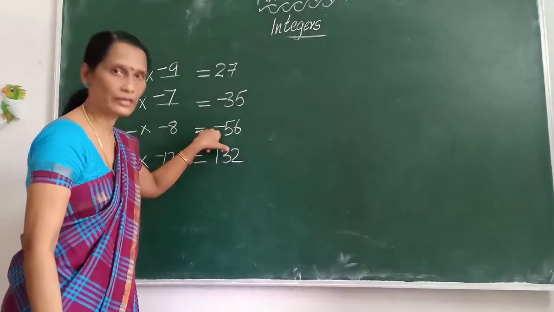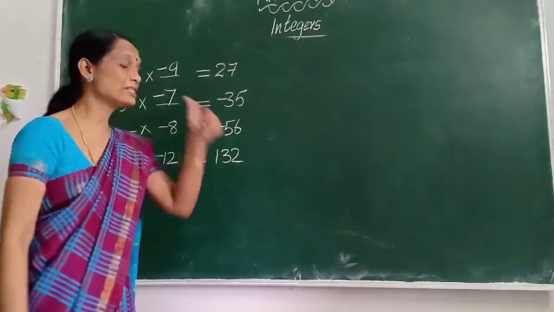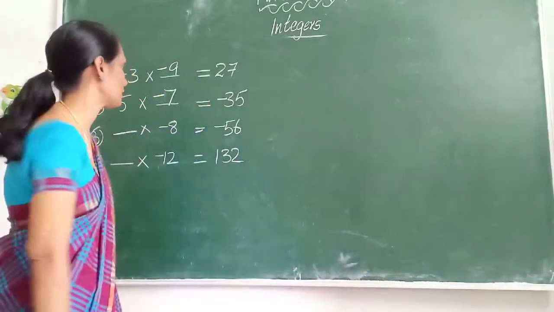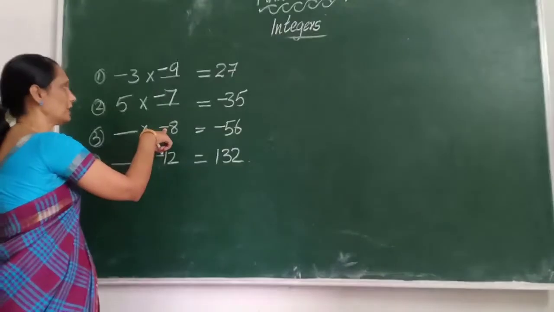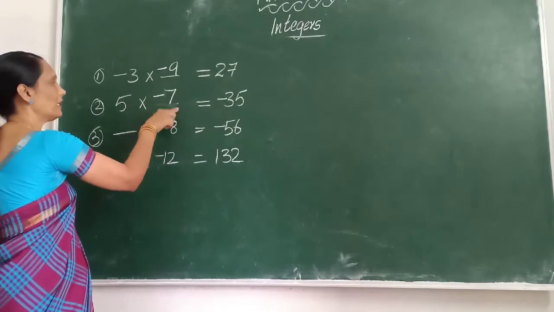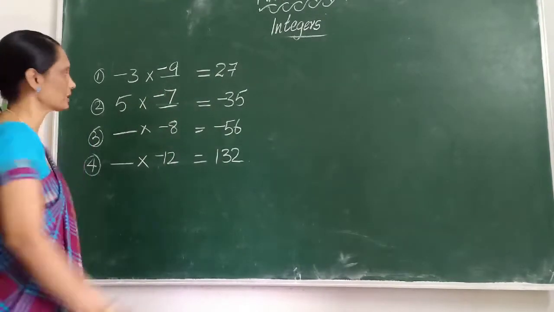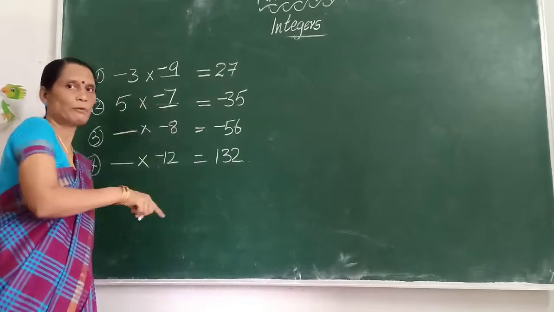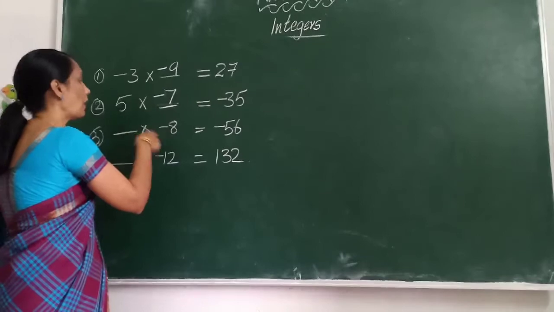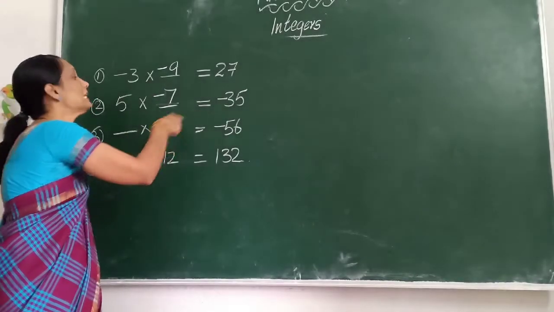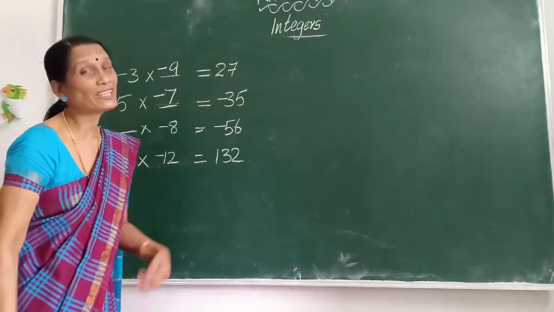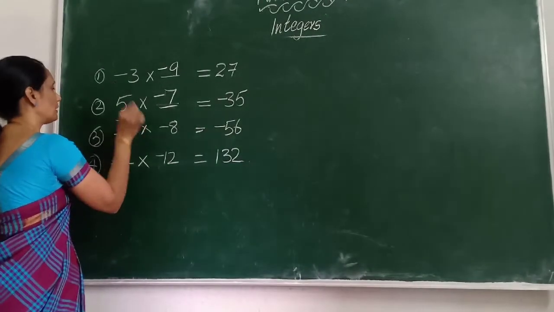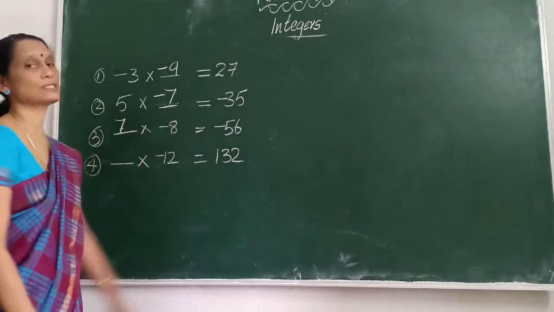The product is minus. So when will we get minus? When one number is negative and one is positive, we will get minus. So one is negative already, so the next number should be positive, isn't it? Since one is negative, one should be positive. So what is that positive number? How many 8's are 56? That you have to see. 8 7's are 56. So what is our number? 7 is the number. Plus 7 is the number.